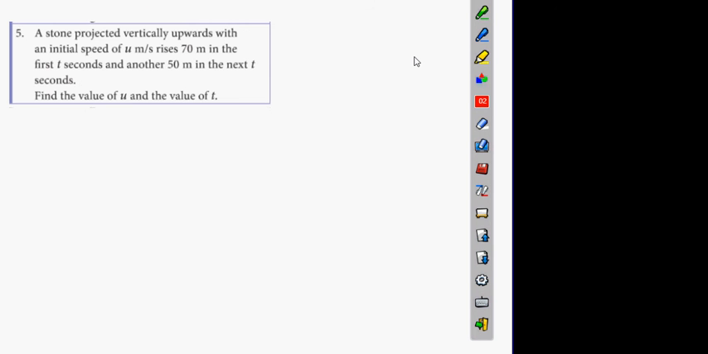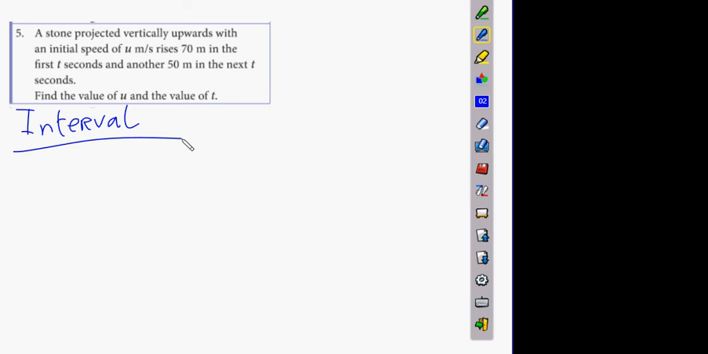Next one is number 5. A stone is projected vertically upwards with initial speed u, rising 70 meters in the first t seconds and another 50 meters in the next t seconds. Find the value of u and the value of t. What type of question is this? Begins with an I. It's an interval question. How do I know that's an interval question?